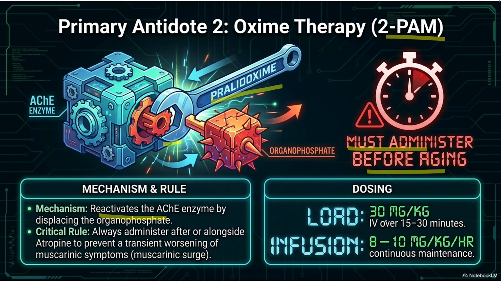Now look at the dosing section below. There's typically a loading dose followed by continuous infusion. Oximes are especially helpful for nicotinic symptoms, muscle weakness, and paralysis. Remember this contrast. Atropine dries secretions and improves bronchospasm. Pralidoxime helps restore neuromuscular function. Together, they form the backbone of antidotal therapy.